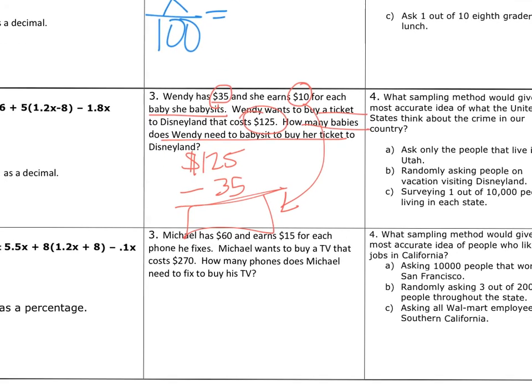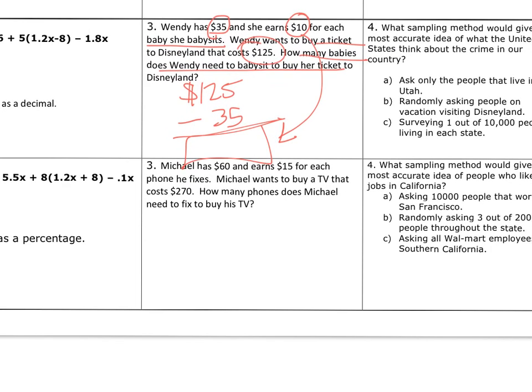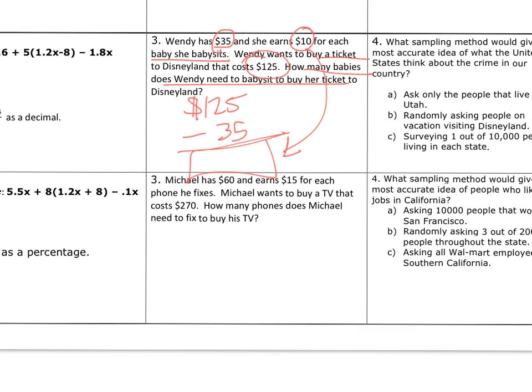Same thing for number 3 on Friday. It says Michael has $60 and earns $15 for each phone he fixes. Michael wants to buy a TV that costs $270. How many phones does Michael need to fix to buy his TV? So the grand total is 270. That's his goal. And he already has 60. So you subtract 60. And then whatever number you get, see how many times you can fit 15 in there. Divide 15 into that number, and that's how many phones he has to fix.